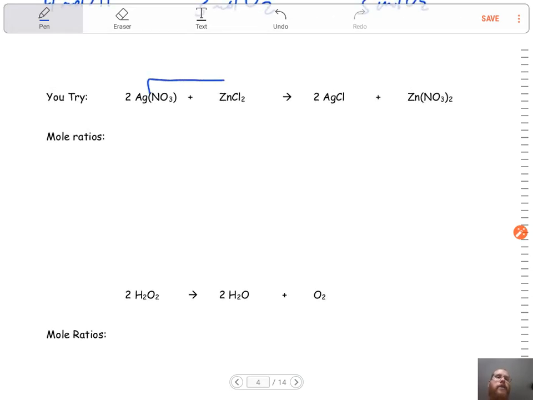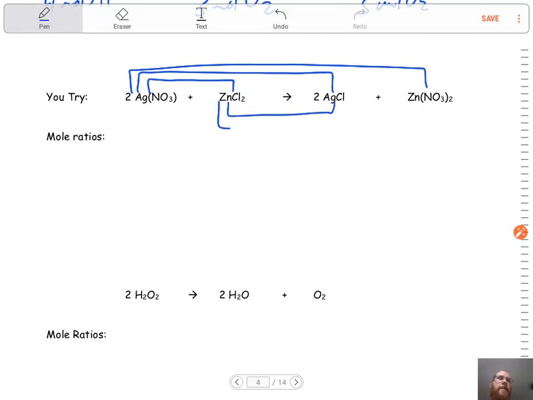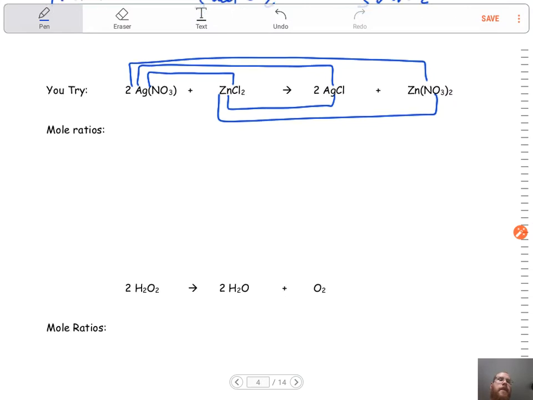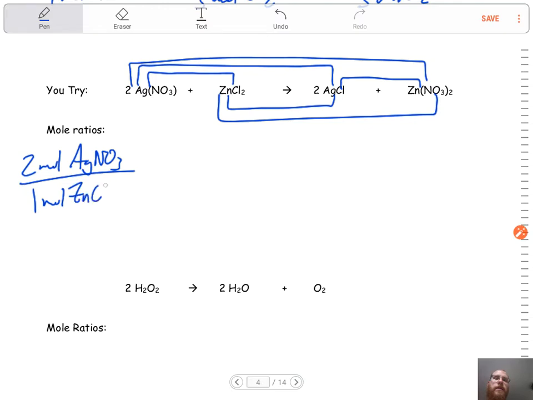All right, so if we're going to take a look, I'm just going to start drawing lines to kind of show my different ratios. So silver nitrate would compare to all 3 of those. Then I'm going to move to the next one. Zinc chloride is going to compare to that, and it's going to compare this as well. And then the last unique one is just silver chloride to zinc nitrate over here. So now I'm just going to start writing them down. 2 moles AgNO3 compared to 1 mole of zinc chloride. So that one's crossed out.